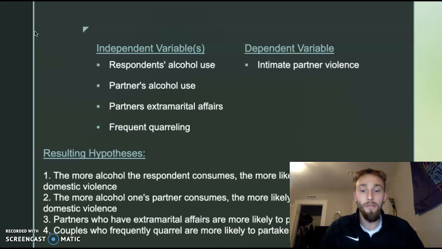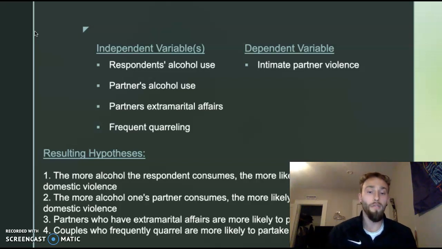With that, the researchers formulated 4 hypotheses. First, the more alcohol the respondent consumes, the more likely they are to partake in domestic violence or be victims of domestic violence. The more alcohol one's partner consumes, the more likely they are to partake or be victims of domestic violence. Third, partners who are partaking in extramarital affairs are more likely to partake or be victims of domestic violence. And finally, couples who frequently quarrel are more likely to partake or be victims of intimate partner violence.